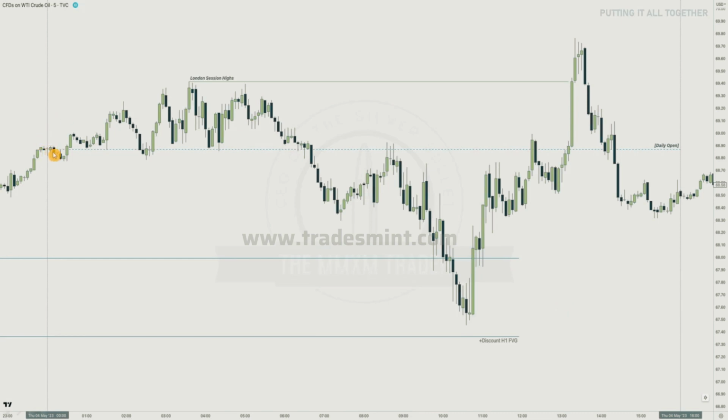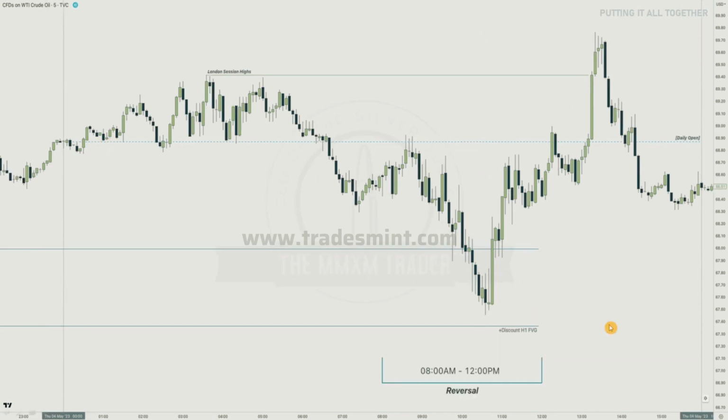Draw out your New York midnight opening price as always, right? And we want to be a buyer below this opening price, and we want to be a seller above it. Important, now we're going to go into that short-term perspective, right? We're waiting for our high probability time window, which is that 8 a.m. to 12 p.m. window, our bread and butter window. So we're aiming for a reversal, right? Because we are waiting for a draw on liquidity higher.